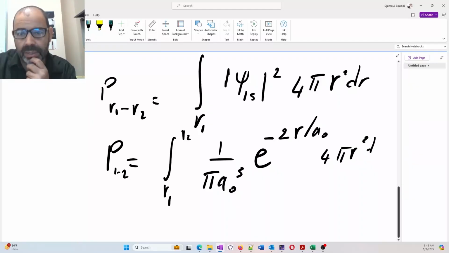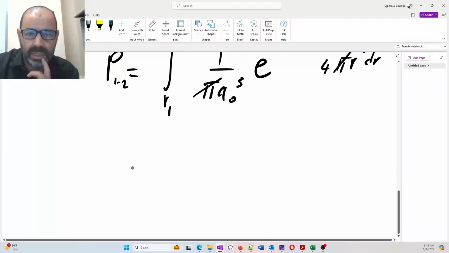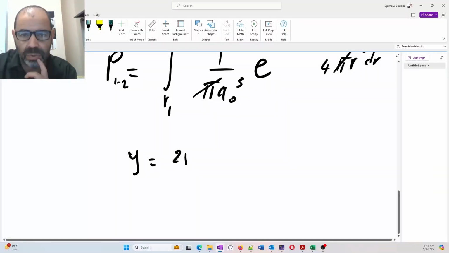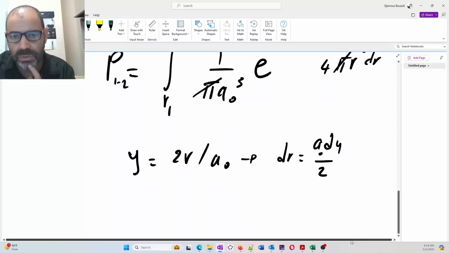times 4 pi r squared dr. Of course, the pi cancels the pi, and we're going to do that same change of variable that we did in class, namely y is equal to 2r over a naught, which means that dr in this case is equal to dy times a naught divided by 2.